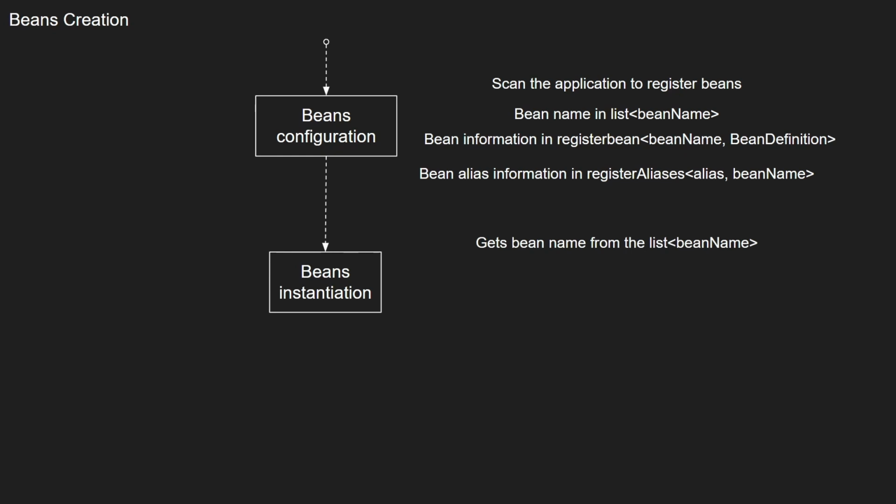In this bean instantiation, Spring gets the beans from the list of bean names, and for each of these beans an instance of a bean is created. Then it checks if there are any dependent beans. It creates the dependent beans as well. And once the bean creation is finished, initialization methods are invoked. Here I say initialization methods because there are a lot of methods that are being called in the initialization. Let's see each of these functionalities in detail.